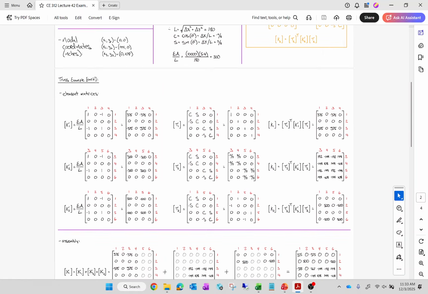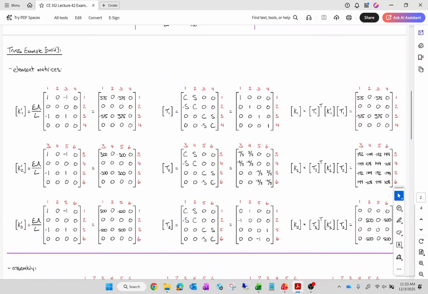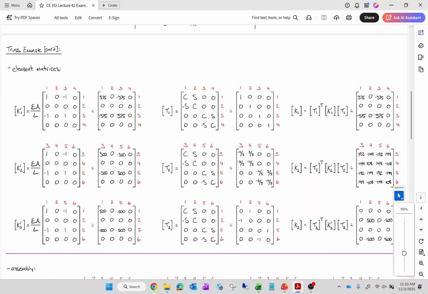So what do I do? I do this. Okay, so what did we do together? We as a class together did this middle one. Okay, so what is this middle one? We have K prime, which was this. We have T2, which was this. So see the 4/5 and the 3/5. And then T transpose K prime T gave us that. And that's exactly what we just computed in Excel. Okay? Now, I did the exact same thing for element number 1 and element number 3.